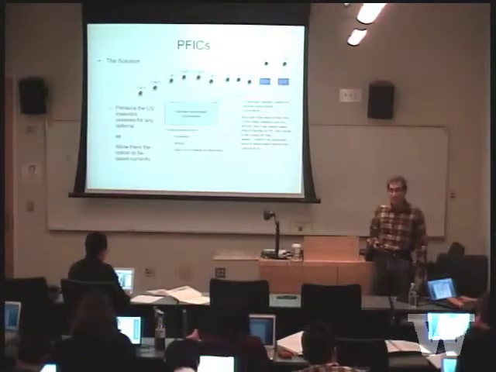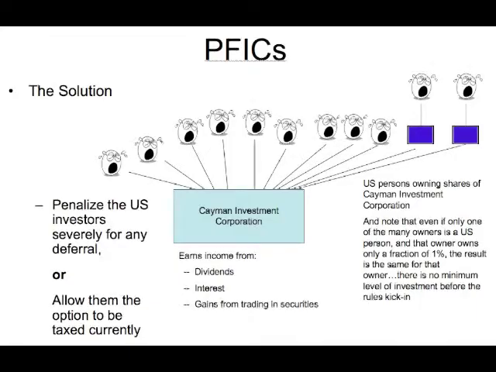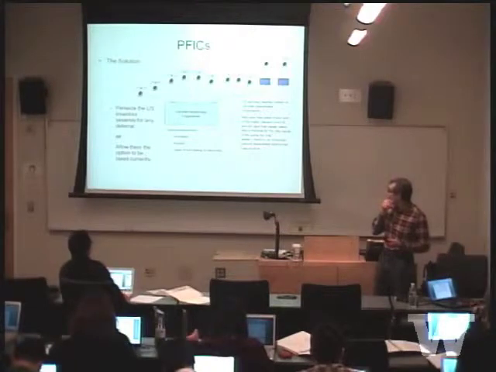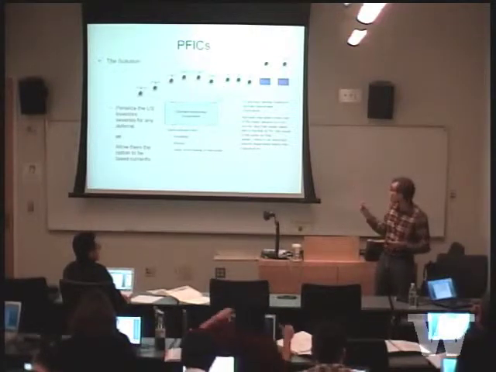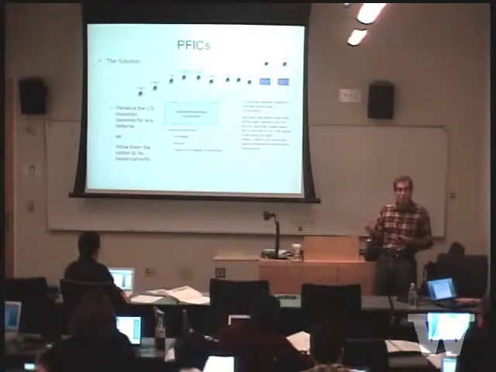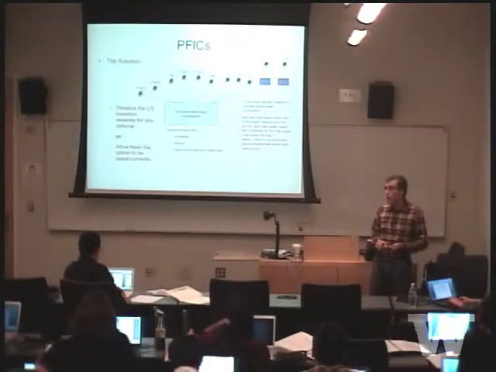So what did the 1986 Act do? How did it try to penalize this kind of situation? Essentially, what they did was to force the owners, any owner that's a U.S. person, to calculate an additional amount of tax and an interest charge at the time when this thing is either sold or when certain, let's say, larger than average distributions are made.